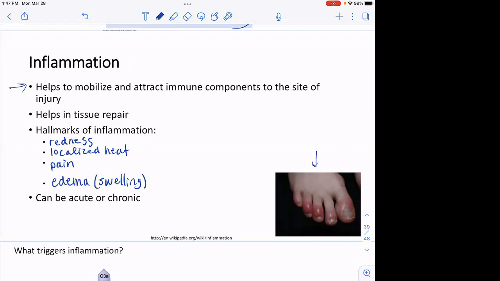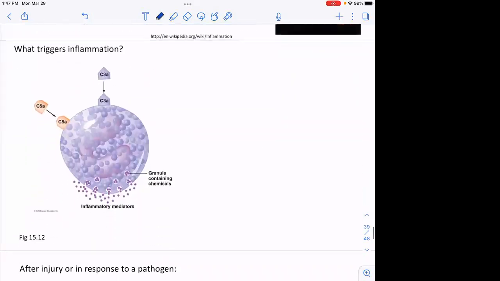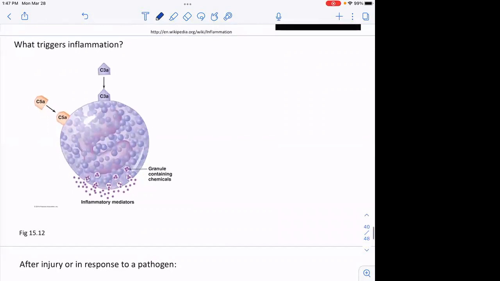Okay, so short-term inflammation, then hopefully I'll convince you that it's necessary. It's a good thing. Unfortunately, lots of times it hangs on for longer than we want it to. It becomes chronic, and then it's bad. Okay. So what triggers an inflammatory reaction?